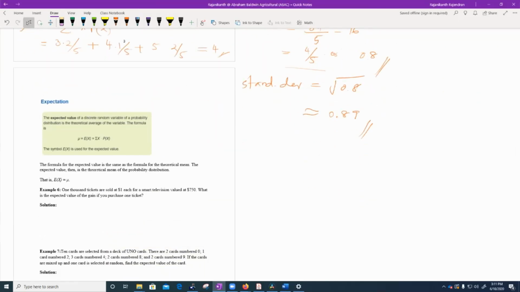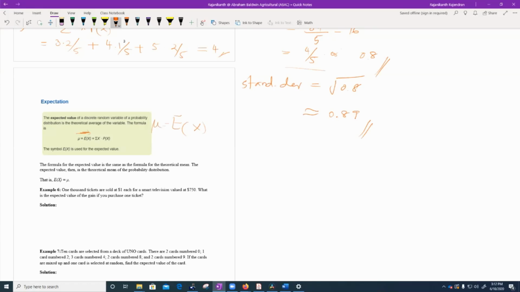Okay, let's move to the next definition. This is about the expectation value of the random variable. The expected value of the discrete random variable is simply the average of the data values distributed. So the expected value is given by E(X). E stands for expected value for the random variable X. So we denote it with this notation. This is nothing but the mu, the average.